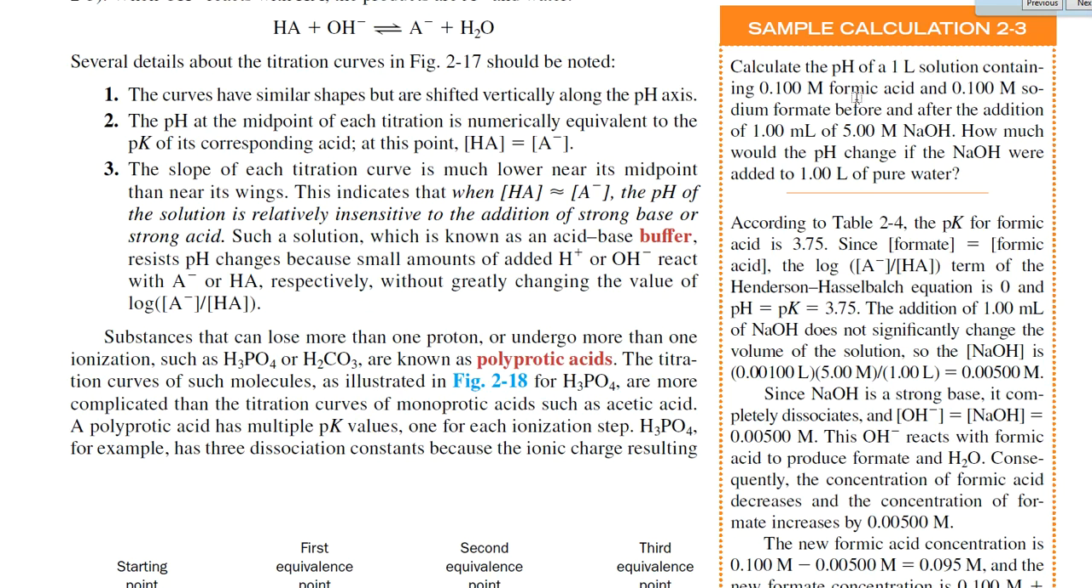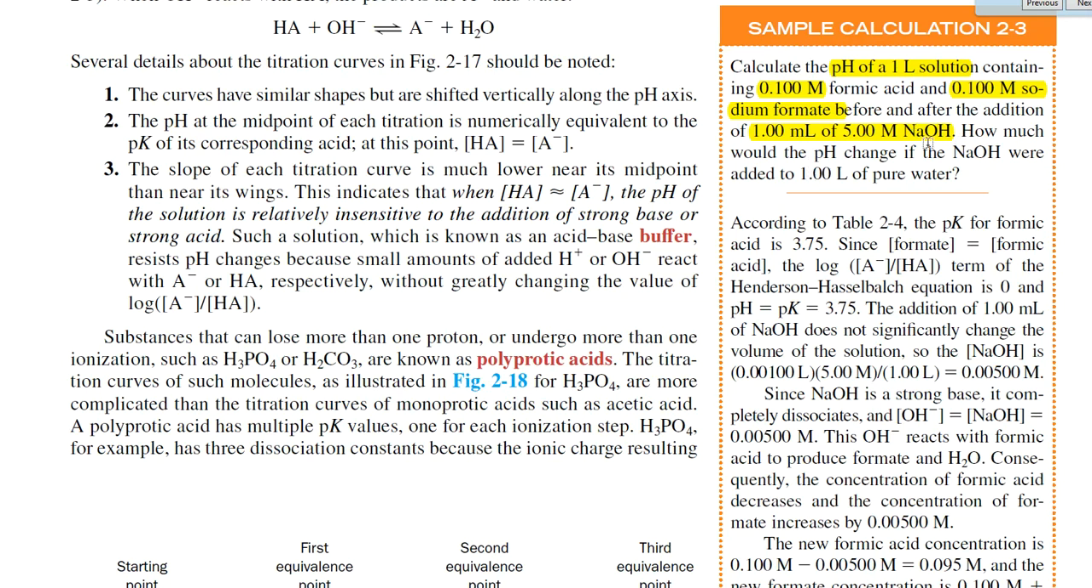Next question: calculate the pH of a 1 liter solution containing formic acid, which is 0.100, and formate, that is sodium formate, which is the same concentration. So the concentrations of formic acid and formate are the same here. Calculate before and after addition of 1 ml of 5 molar NaOH. It's also asking how much the pH would change if the NaOH were added to 1 liter of pure water.